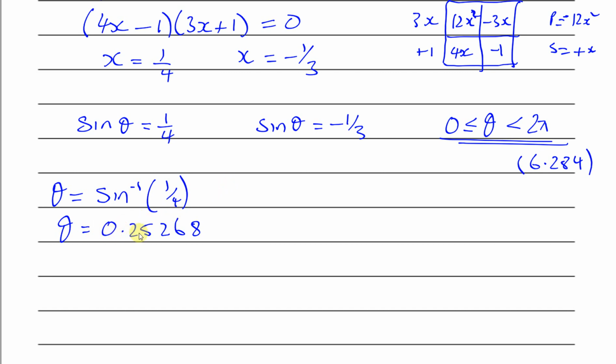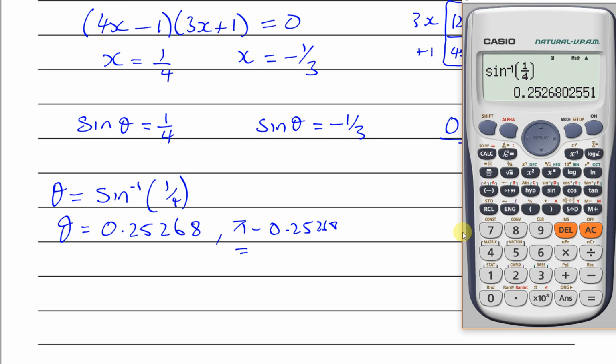Now, with sine, there's always another angle which also shares the same sine ratio, which is found by doing 180, which is pi, minus this angle. So pi minus 0.25268 will be the other angle. So I have my angle, which I'll store as A, in case I need it. I've got to do pi minus that. Remember not to use 180, this is pi because we're dealing with radians. So pi minus the answer is 2.8889.